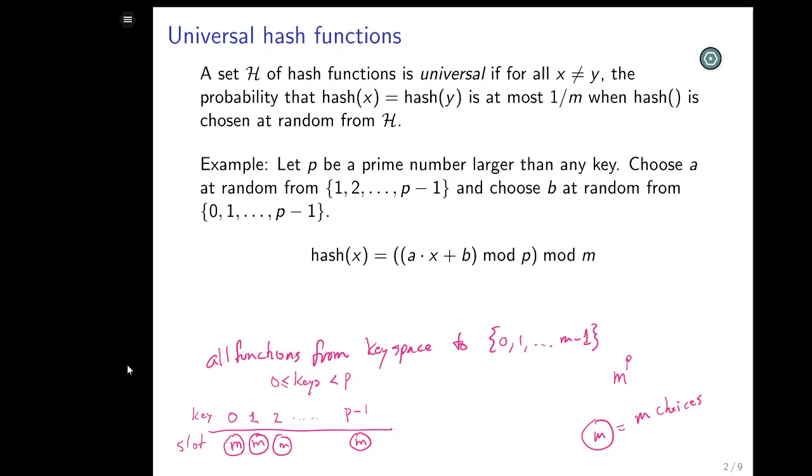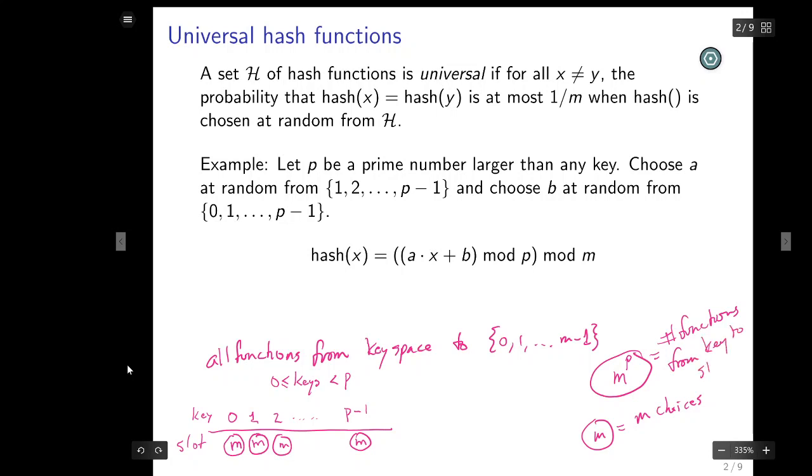So I have m choices, and I can make any choice for the first one. I can make any choice for the second. I can make any choice for the third. How many different possible choices do I have? It's just the product of all of those things. So that's m to the p. M to the p is the number of functions from keys to slots. But you understand that the number of keys is p and the number of slots is m.